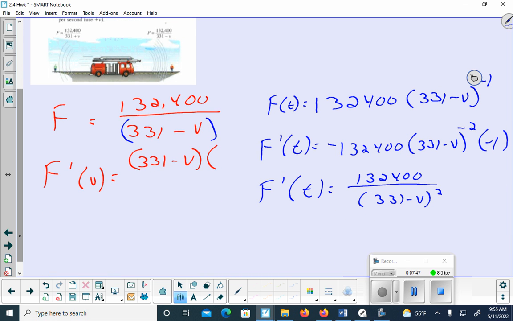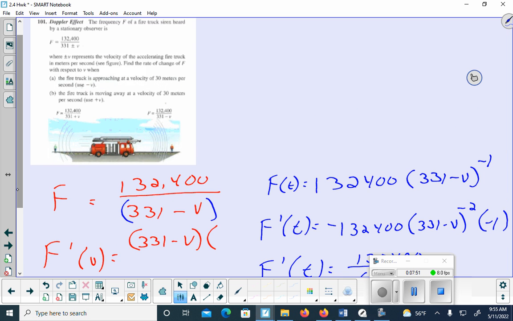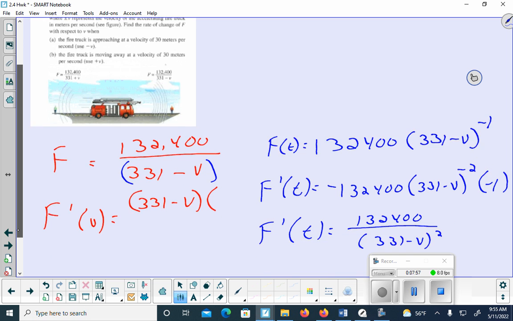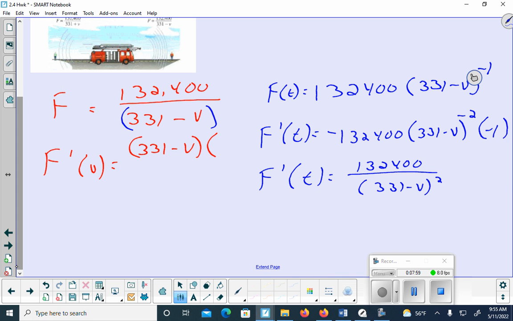Yes, and my calculator will do that for me. I don't need to do that. Yes. And then part B says the fire truck is moving away, so use the positive velocity. So then I'm going to use this other one. So basically the same thing, except this is going to be a plus sign. And then it's going to be a negative on top. Yes. Because they don't have that negative 1 derivative.